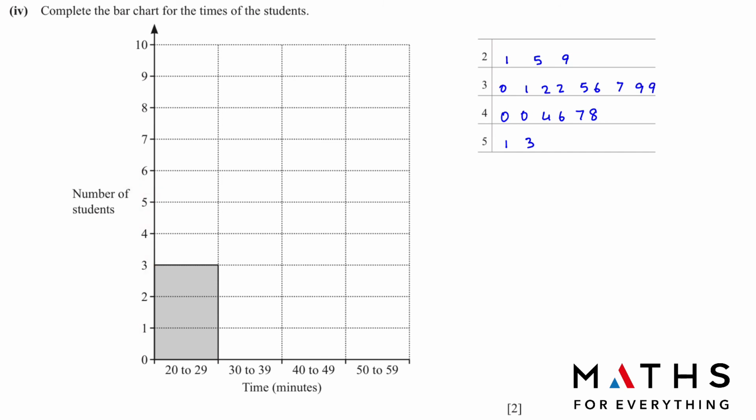Now we have from 30 to 39. So it will be here, and the frequency is 1, 2, 3, 4, 5, 6, 7, 8, 9. So it will go up till here. Let's draw it.